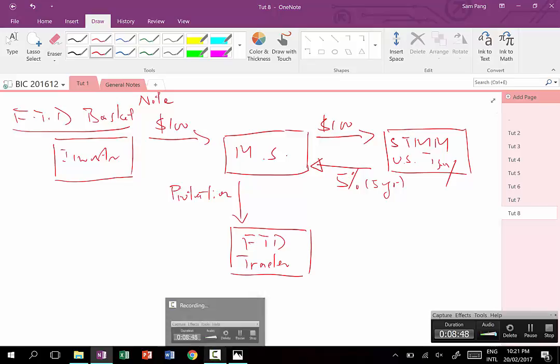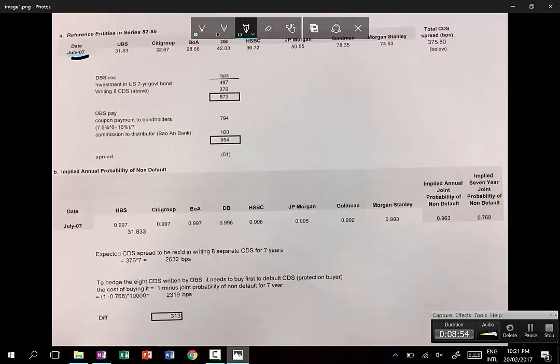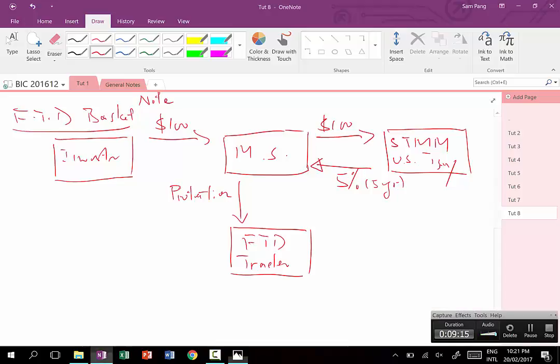Okay. Now, in the case, I think the companies that were mentioned, the names where the client will take an exposure, are UBS, Citigroup, BOA, Deutsche Bank, HSBC, JP Morgan, Goldman Sachs, and Morgan Stanley. Okay, so maybe I'll change this to BNP, so they're not one of the involved parties. Okay, so BNP is now manufacturing this deal, and so they sold protection on 7 names.